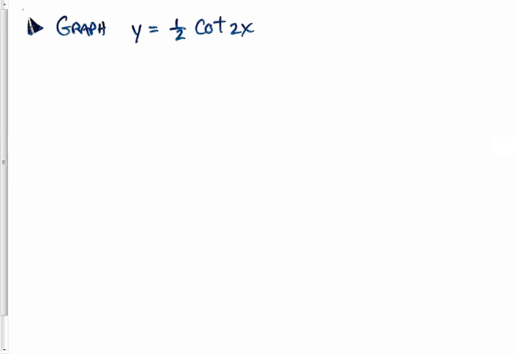On the next page, as you see here, we're going to graph y equals 1/2 cotangent of 2x. So we calculate the period. In this case, we take pi and divide by b, or omega, and the b or the omega is this 2. So pi over 2 is our period. It's a shorter period.